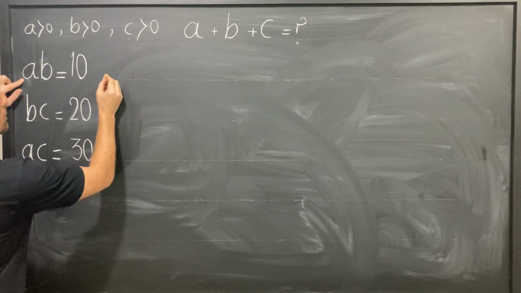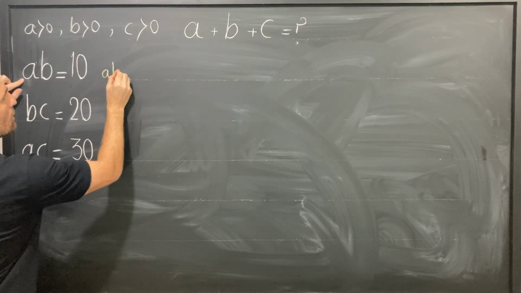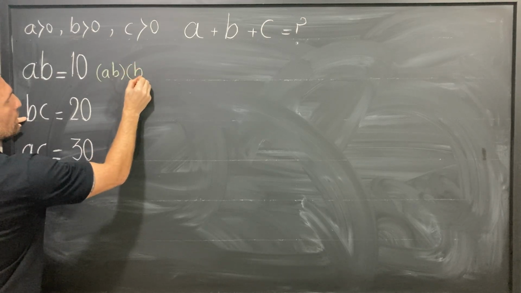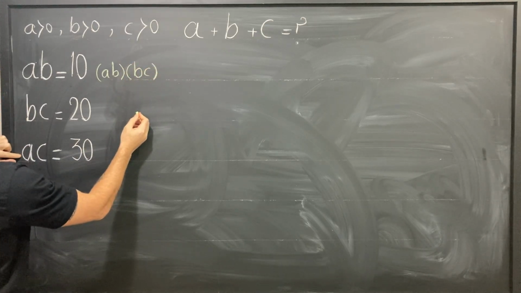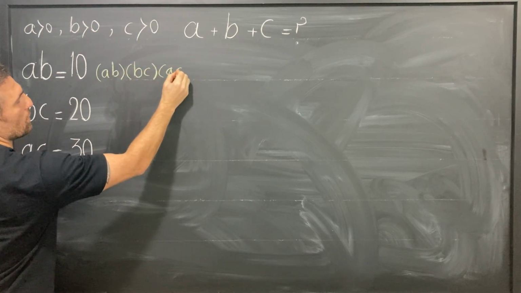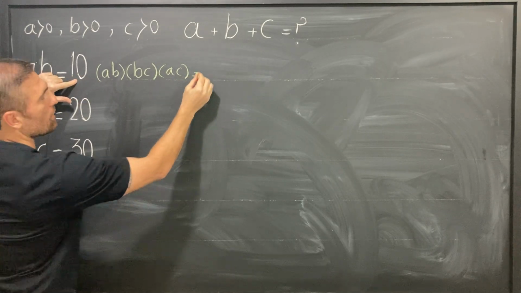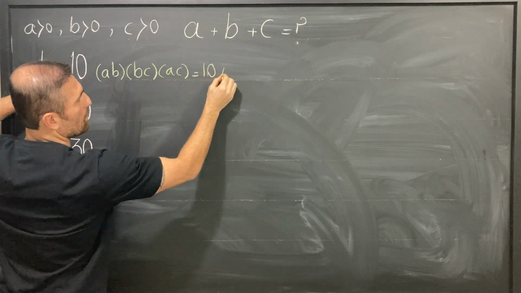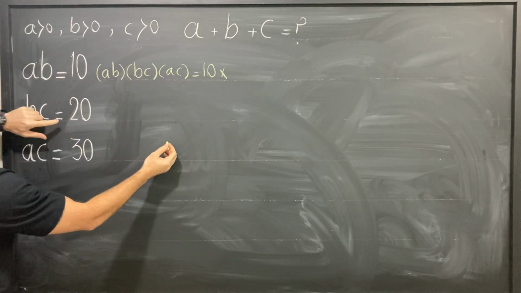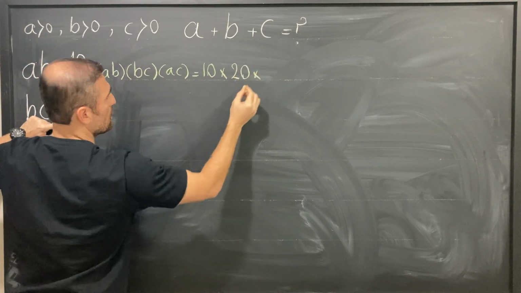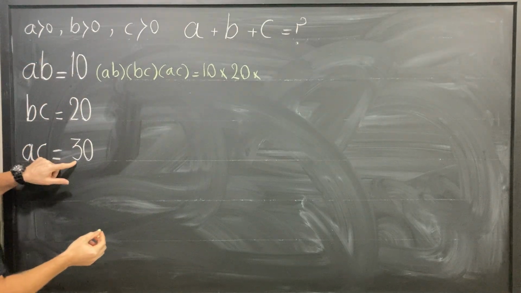First equation, ab, times second one, bc, last one, ac, equals the value of ab is 10 times the value of bc is 20 times the value of ac is 30.